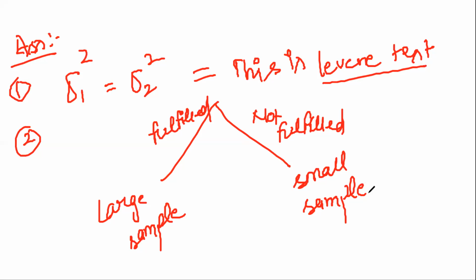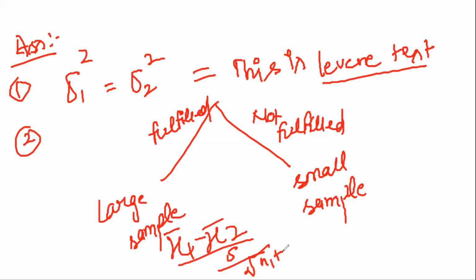The formula for the large sample is the first sample mean minus the second sample mean, divided by the standard deviation, and then divided by n1 plus n2 minus 2. So this is your formula. Although in SPSS there is no need to learn the formula, I just tell you for the concept. And for the small sample, the formula is different.